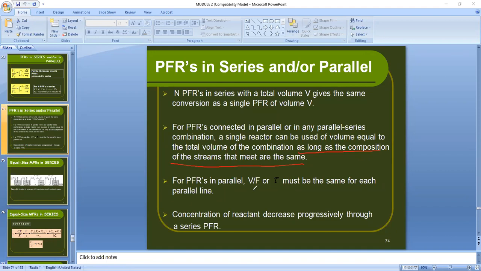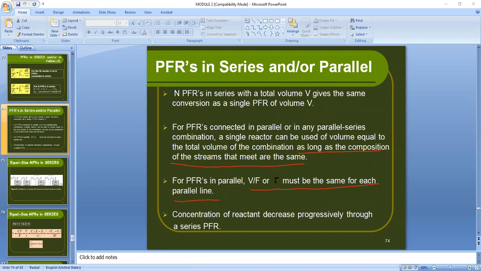Aside from that condition, you have another one here. For PFRs in parallel, the tau, or the V over F ratio, must be the same for each parallel line. So the tau for the upper reactor, which is in parallel, let's say, with the lower reactor, should be the same. So dapat pariho ang ilang processing time. Hindi pwedeng ang isa mas dasig, ang isa hinay. So dapat dungan sila mag-process sa volume na ginaproprocess.